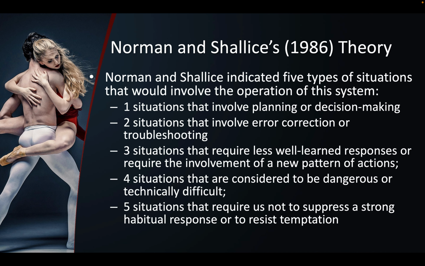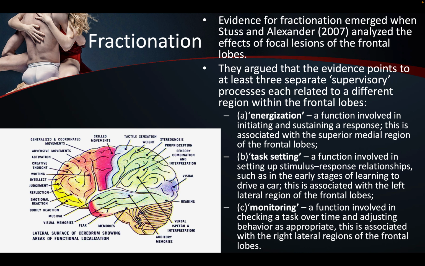Norman and Shallice indicated 5 types of situations that would involve the operation of this system. 1, situations that involve planning or decision making. 2, situations that involve error correction or troubleshooting. 3, situations that require less well-learned responses or require the involvement of a new pattern of actions. 4, situations that are considered to be dangerous or technically difficult. 5, situations that require us to suppress a strong habitual response or to resist temptation.